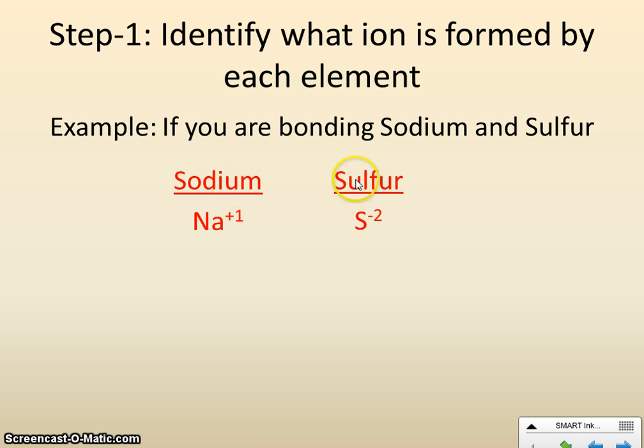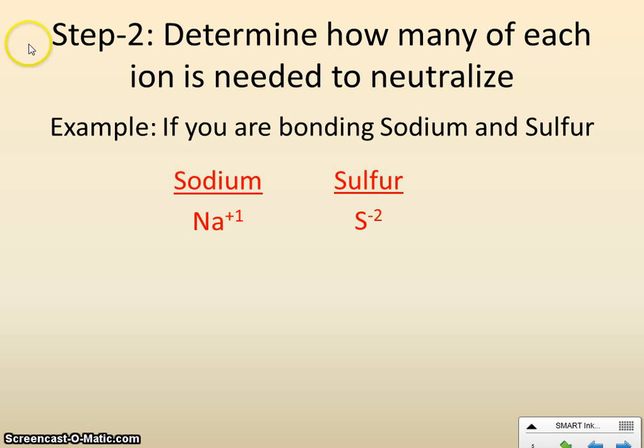These are the 2 elements that are involved in bonding, and we have figured out what ion each of those will form. Okay, so step 2 then. Step 2, determine how many of each ion is needed to neutralize. So the whole point of these ions bonding is that the new compound formed will be neutral, meaning it will not have a positive charge or a negative charge. It'll have a 0 charge.